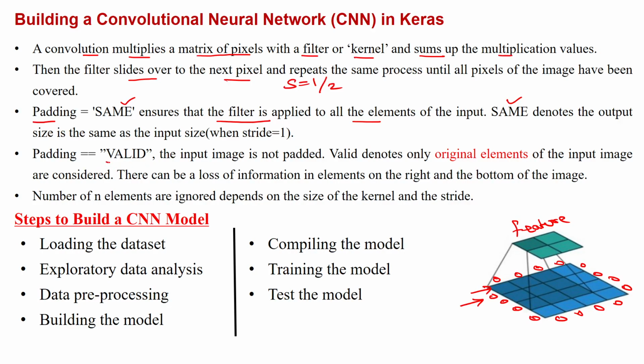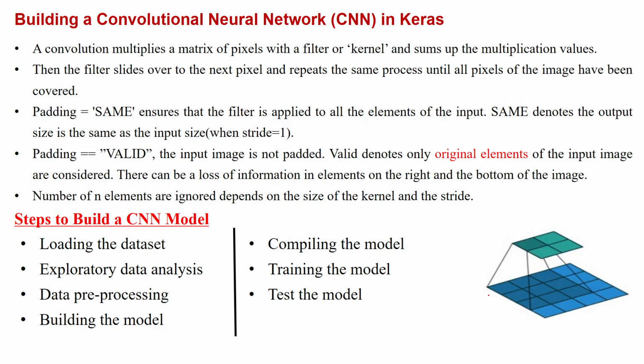And if it is valid, in the sense we will not add the padding. Here we will not add any zeros along all the sides of the image. So due to that, it only has the original elements of the image. Here we are not adding any zeros. So due to not adding the zeros, only the pixels which are available in the input image are used for creating the feature map.